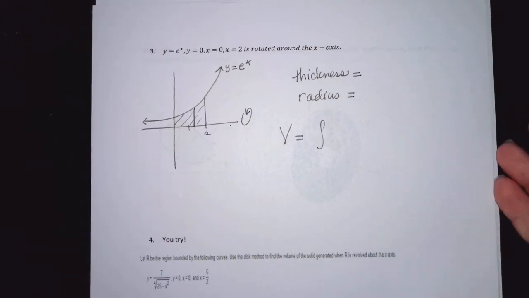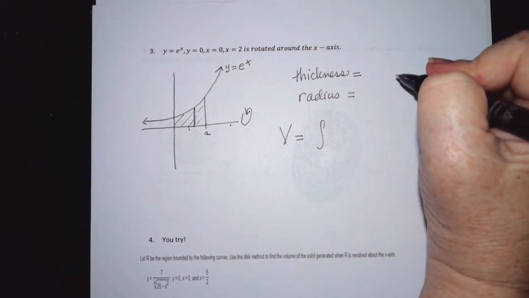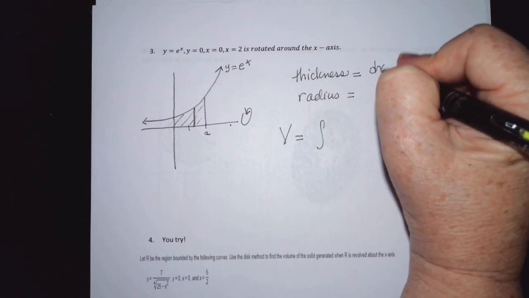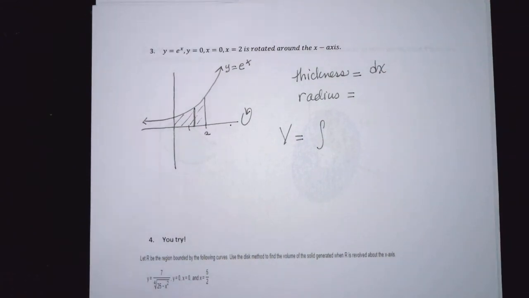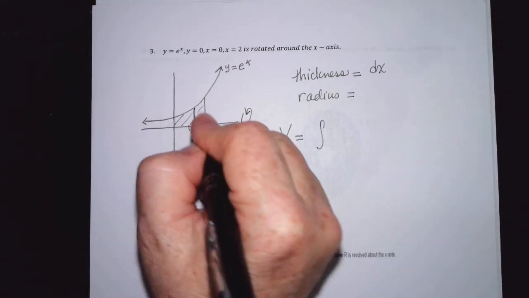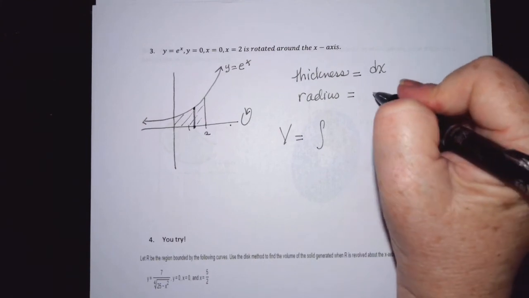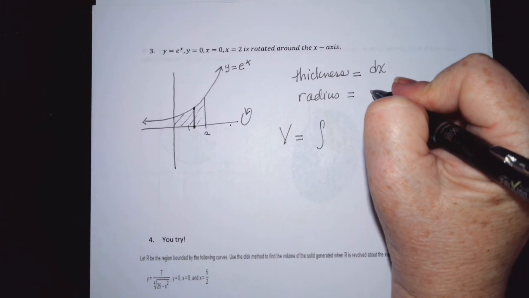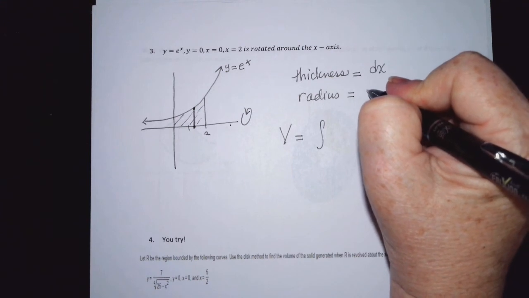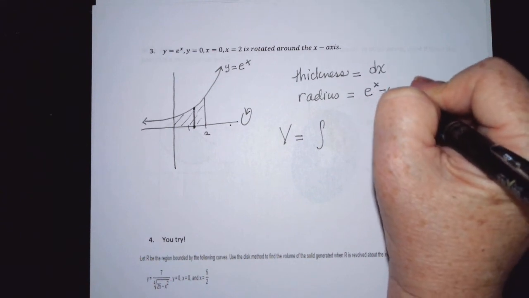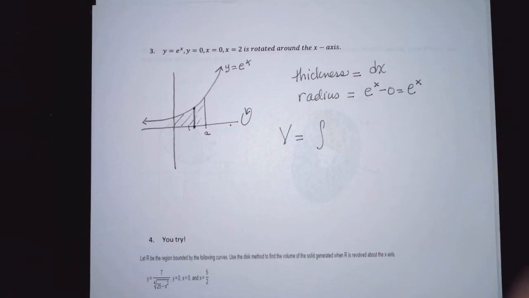All right. Anybody willing to tell me what they got for the thickness? dx or dy? Perfect. It will always be dx if you are using vertical rectangles. The radius is the length of these little rectangles that we're rotating. Top graph minus bottom graph ends up being what in this case? Good. e to the x minus 0, which just simplifies to e to the x. Perfect.